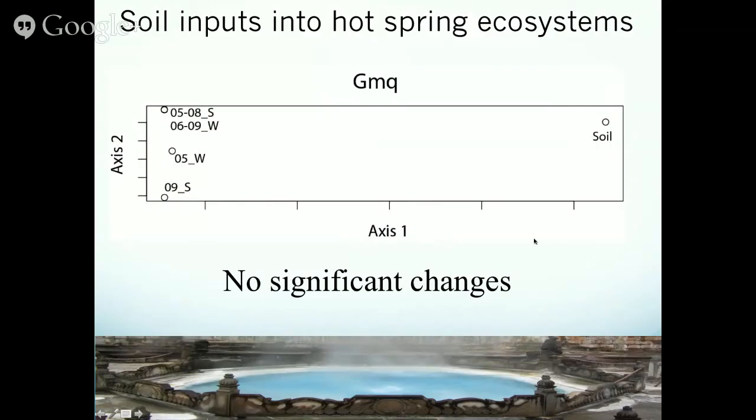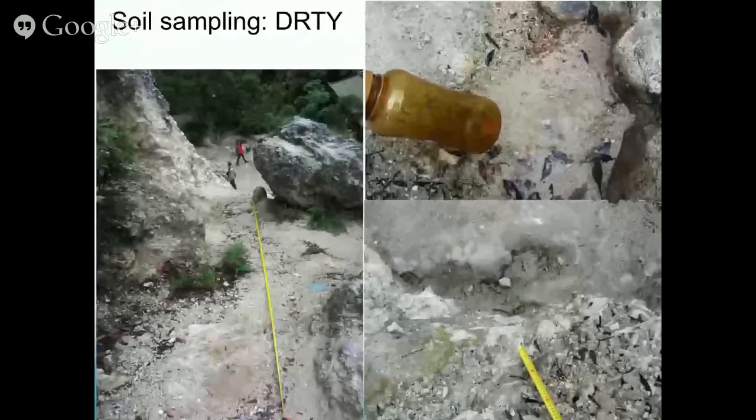And of course, this was a high velocity spring, and so if there was anything coming in from the soil, maybe we're just not being able to see it at that particular time. So we also went through and sampled an acidic site.